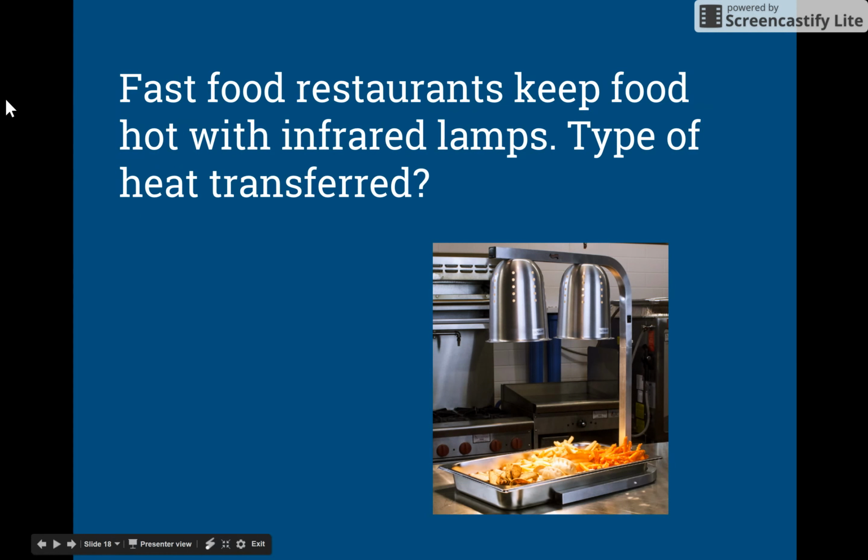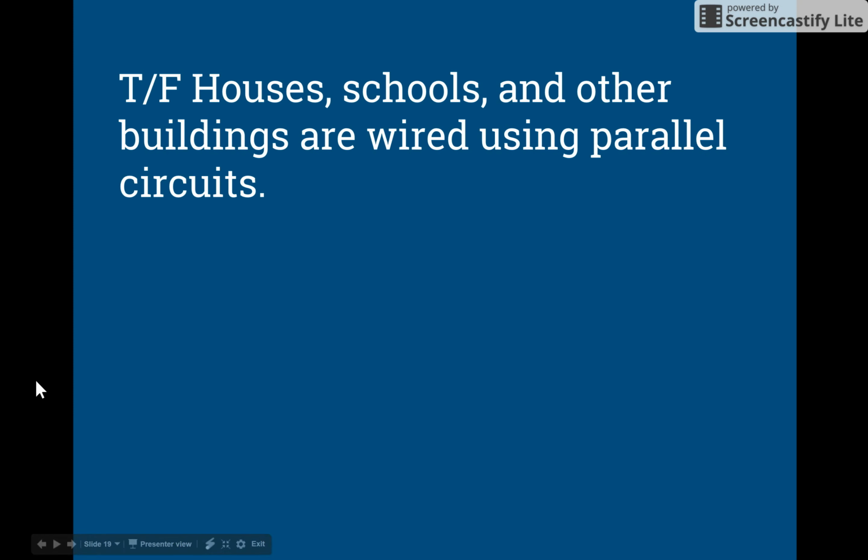Fast food restaurants keep food hot with infrared lamps. What type of heat transfer is this? This is radiation. You can see the lights are shining down on the food, keeping it warm, so they're radiating the food. True or false?